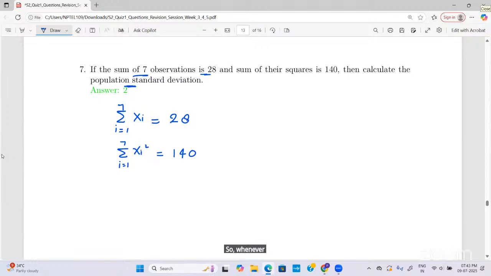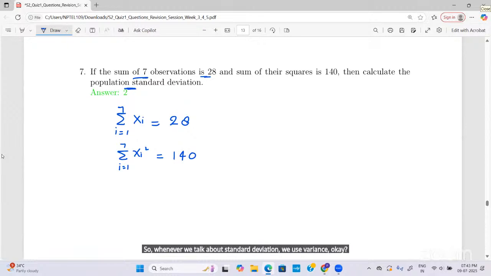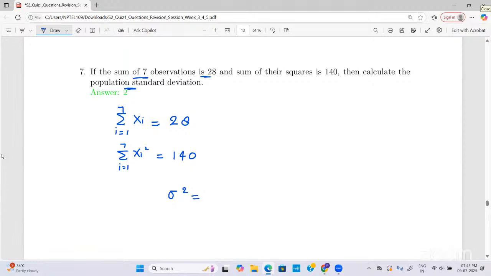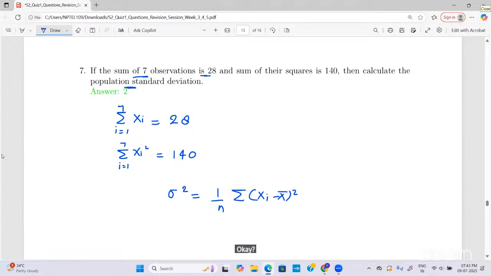Whenever we talk about standard deviation, we use variance, okay? So what is the formula for population variance? Sigma square equals the summation of xi minus x bar, whole square, divided by n. And n will be 7 only. We have to calculate the population standard deviation for this data set, which has 7 observations.